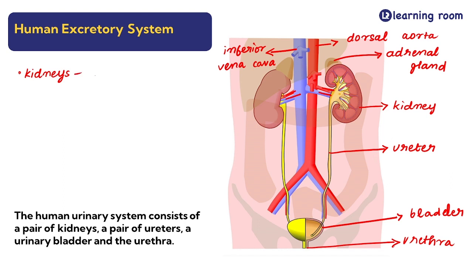The kidneys are reddish brown, bean-shaped organs that are embedded in a mass of fat towards the back of the abdominal cavity. They can be found situated between the last thoracic and the third lumbar vertebrae, close to the dorsal inner wall on either side of the spine.